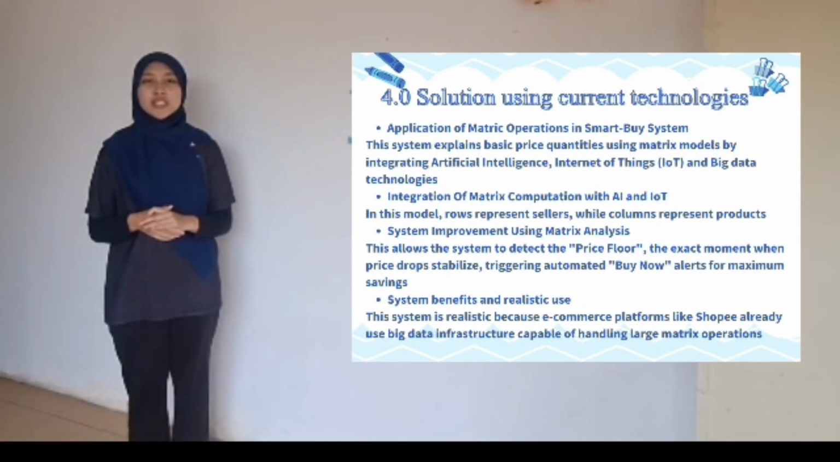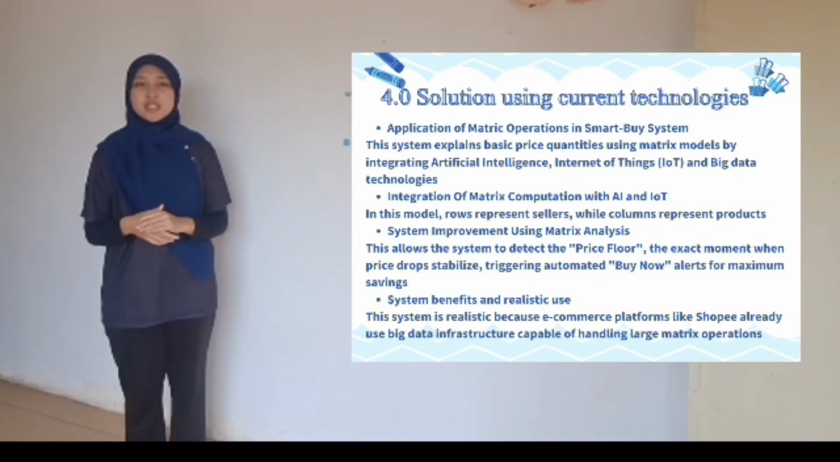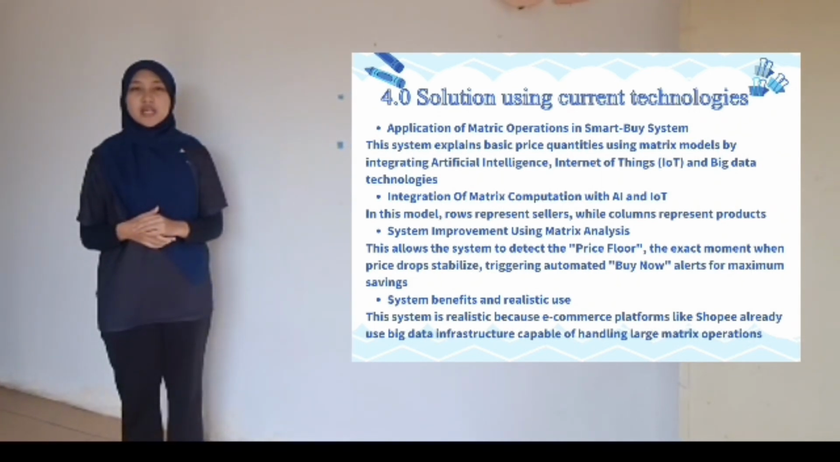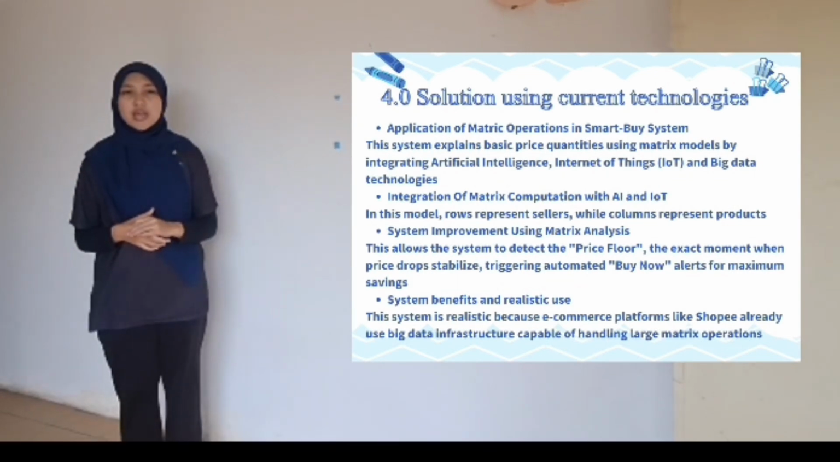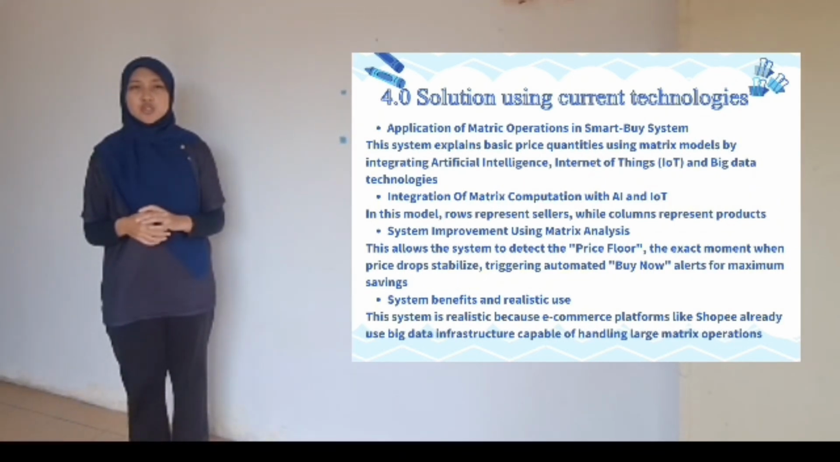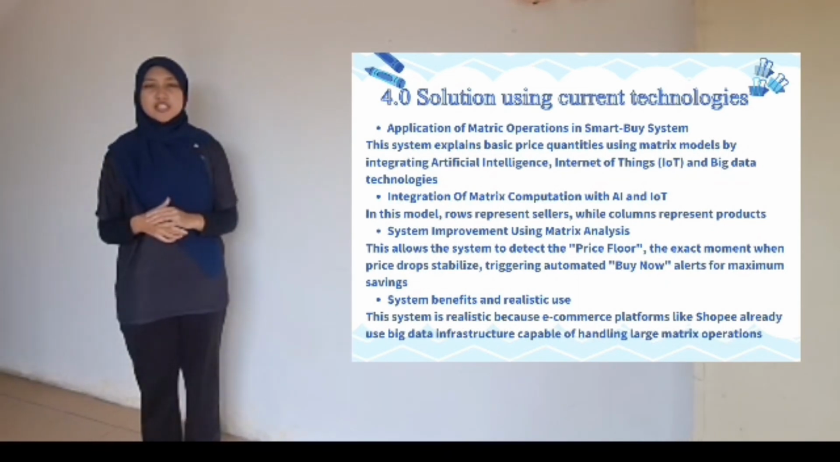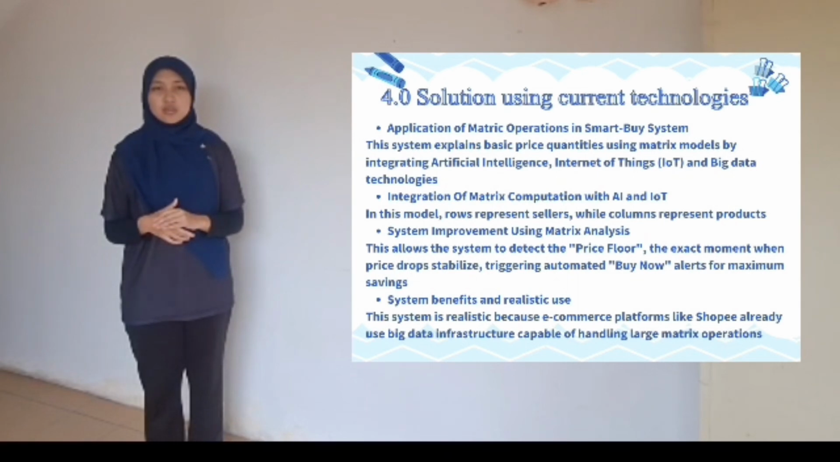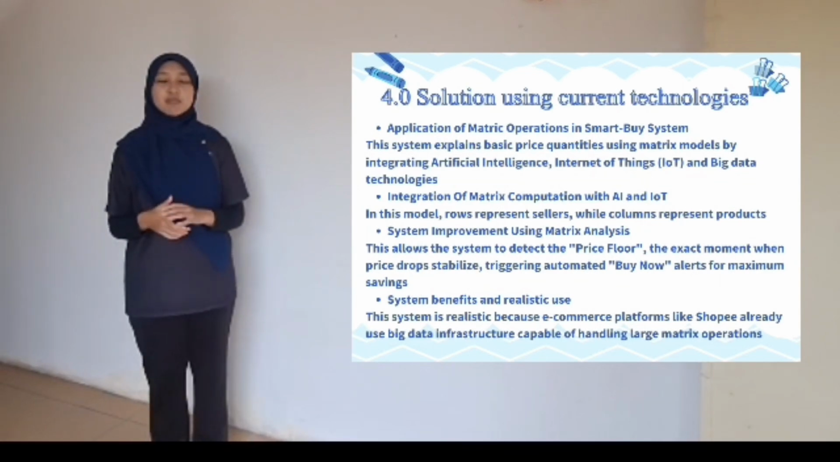In a basic model, prices are shown using a 2D matrix with a base prediction. The system uses a 3D matrix where rows represent sellers, columns represent products, and the third dimension represents price probability over time. Using matrix analysis such as the price gradient matrix, the system detects the lowest price point and alerts users to buy now. It can also recommend the most cost-effective product combination across different sellers. This system is realistic and helps users reduce unnecessary spending while supporting sellers with better inventory and pricing management.